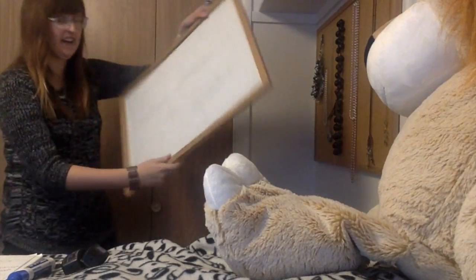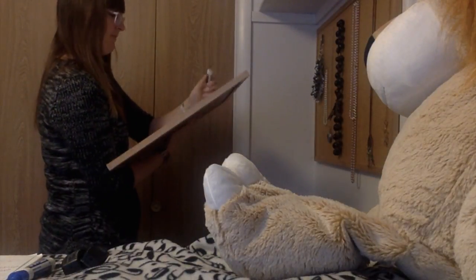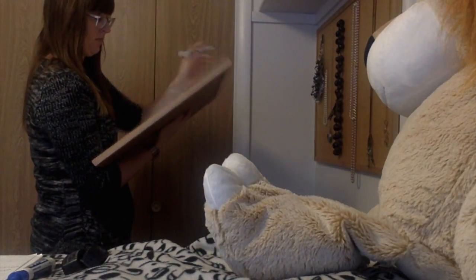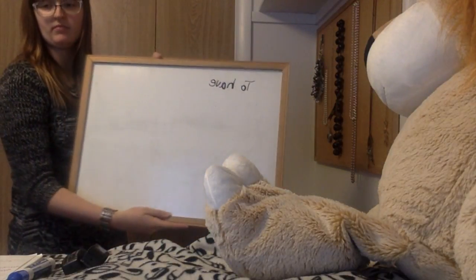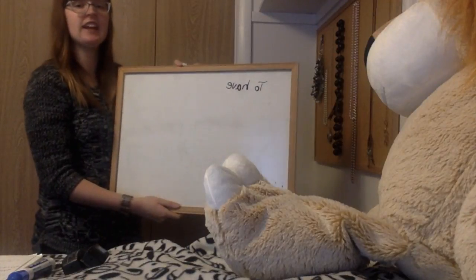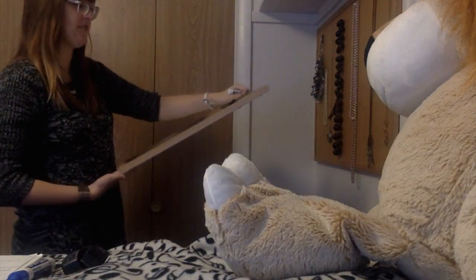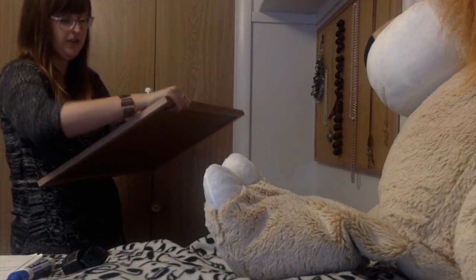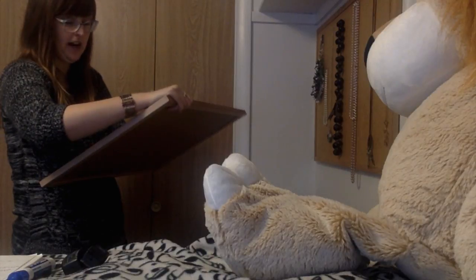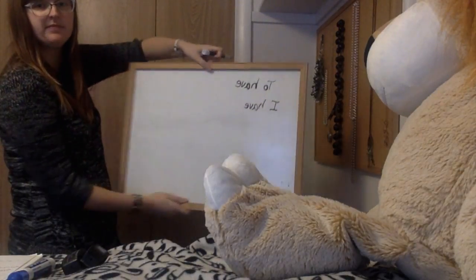So I have my handy whiteboard. So "to have" looks like this. To have. And now I can conjugate it, so you can see how it's conjugated in English. We have all these different versions of using "have." So you could say, I have. See? I have.